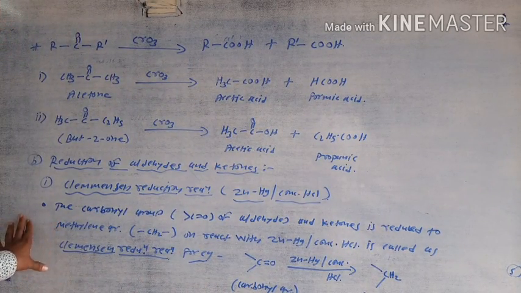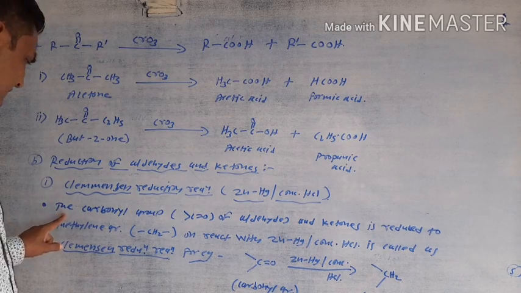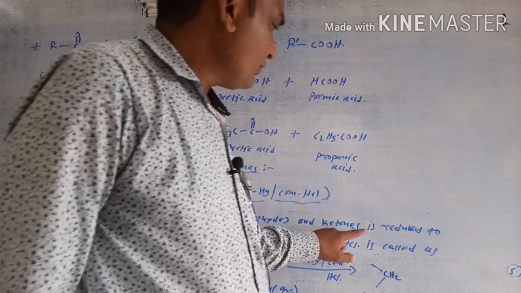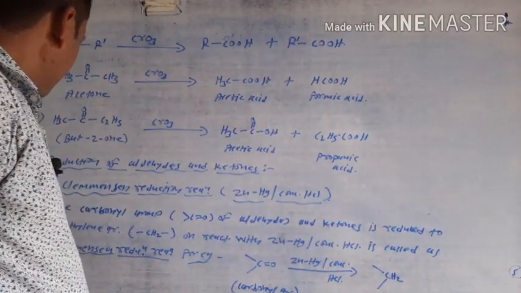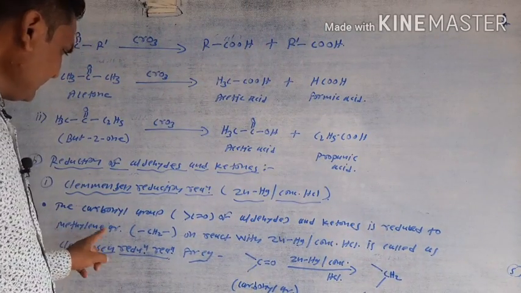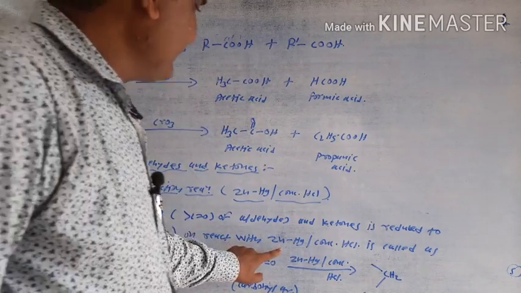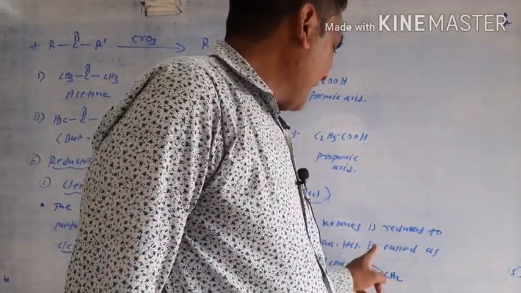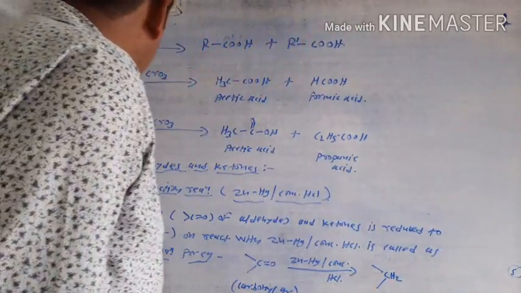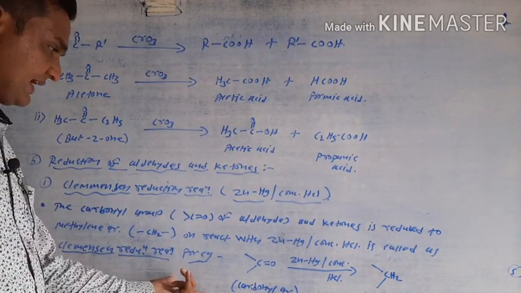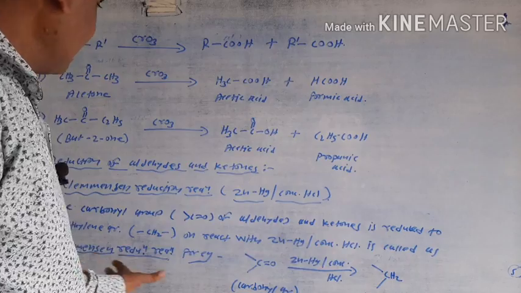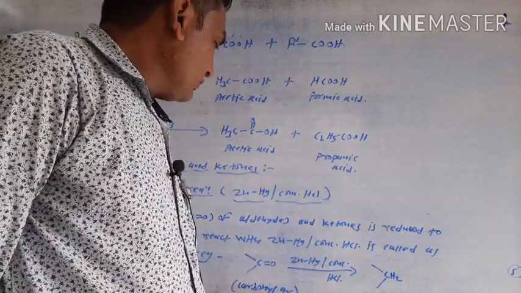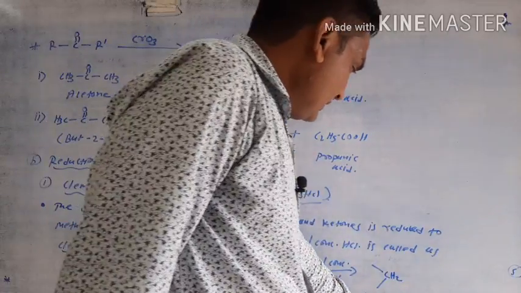The very simple meaning of the Clemmensen reduction reaction is that the carbonyl group of any aldehyde or ketone is reduced to a methylene group on reaction with Zn amalgam in presence of concentrated hydrochloric acid. This overall reaction is called the Clemmensen reduction reaction, and it is generally an acidic medium reaction.